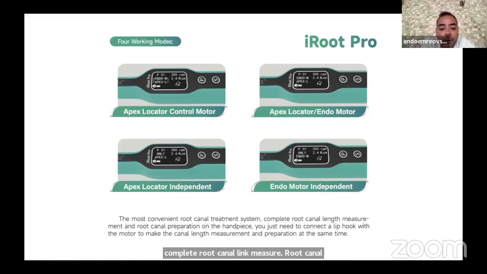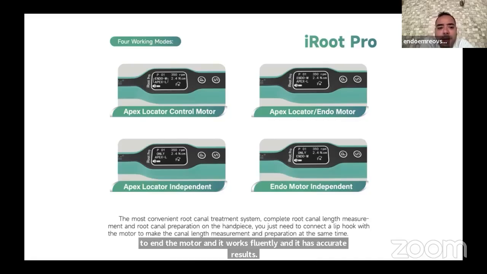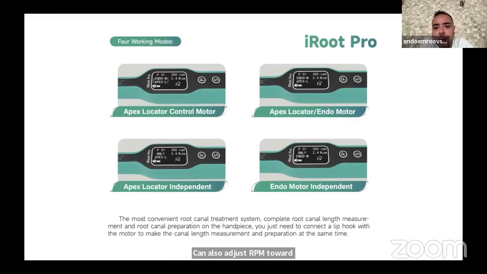You just need to connect a lip hook to the motor to make the canal length measurement and preparation at the same time. So it's a very good option to use in your clinical practice. You just put the hook in the patient's mouth, and push the button to start the endomotor, and it works fluently, and it has accurate results. You can also adjust RPM, torque, and area settings from the LCD screen, which is very convenient to use during your endo treatment.